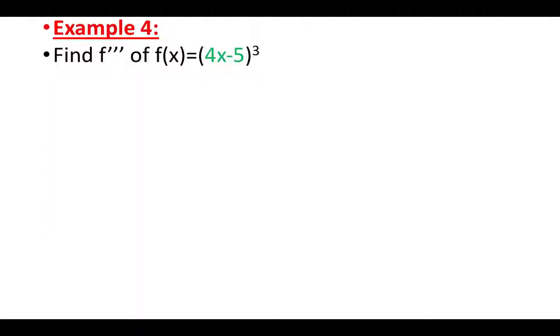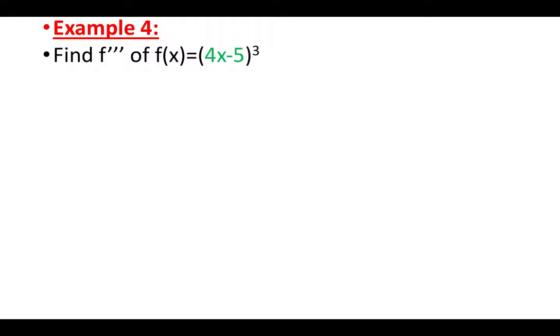Alright, so example 4 involves a chain rule problem. Now I know this is chain rule because we have an inner function, which I color-coded as green, and our outer function, which is to the x to the 3rd power. Alright, so we want to find the third derivative. So let's go ahead and begin the first derivative.